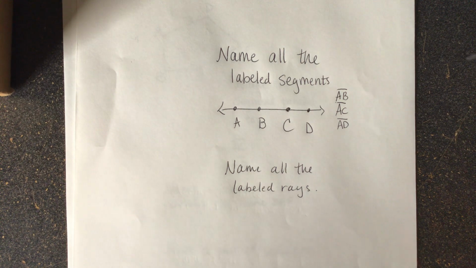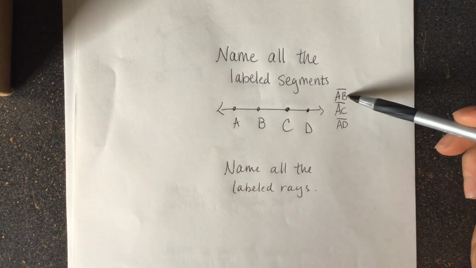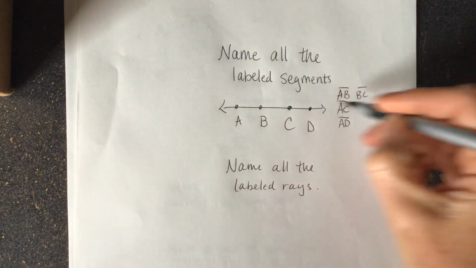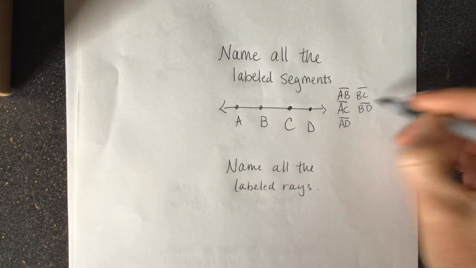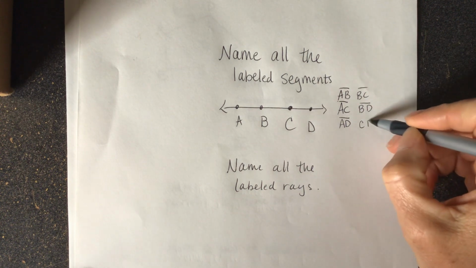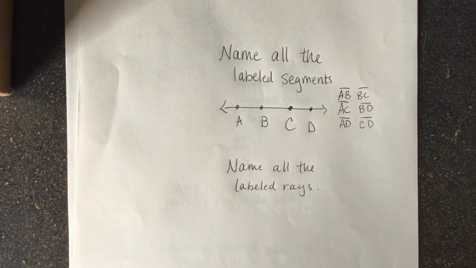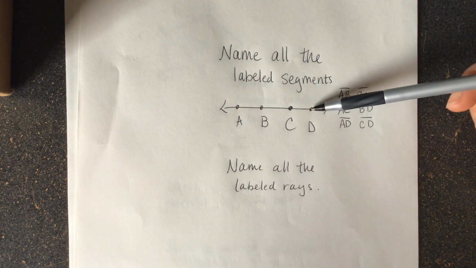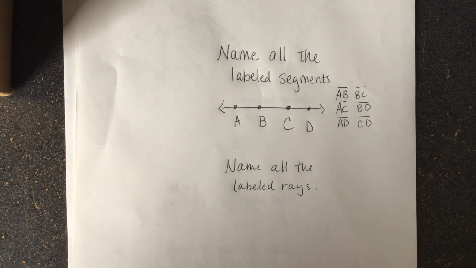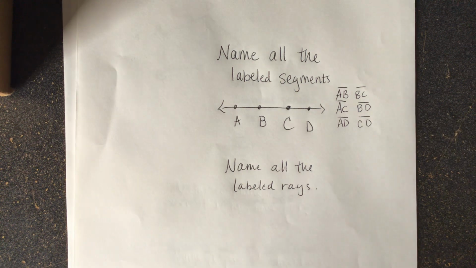Okay, I'm going to go with B now. B back to A, I already have that. So I'm going to say BC and BD. Okay, and that's all. And then I'll go to C, and the only one we have with C is from C to D. D is covered, because if I go backwards, D to C, that's right there. D to B, that's right there, and you get the idea. So that is all the labeled segments.